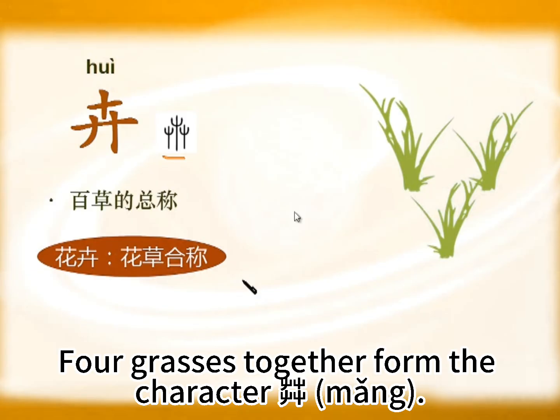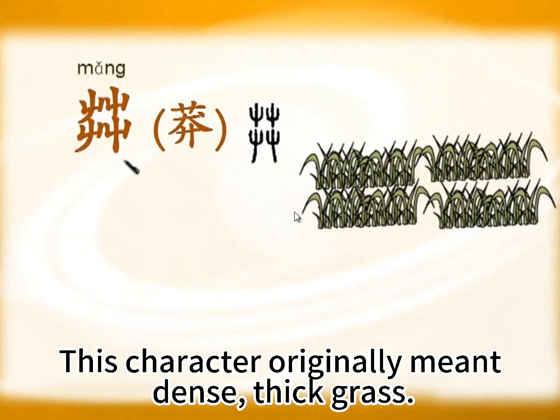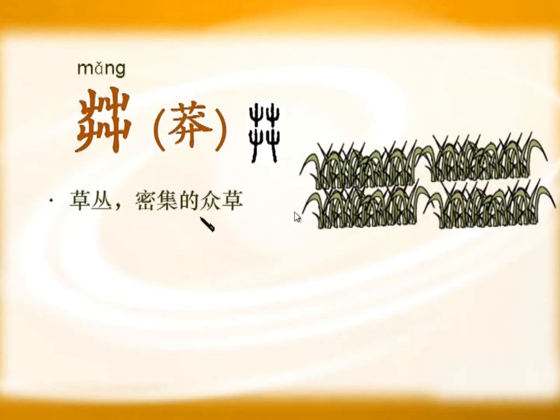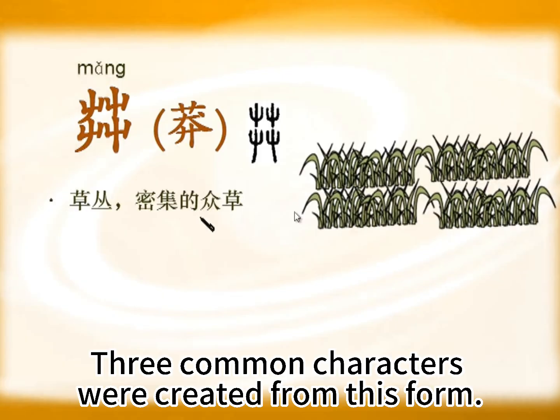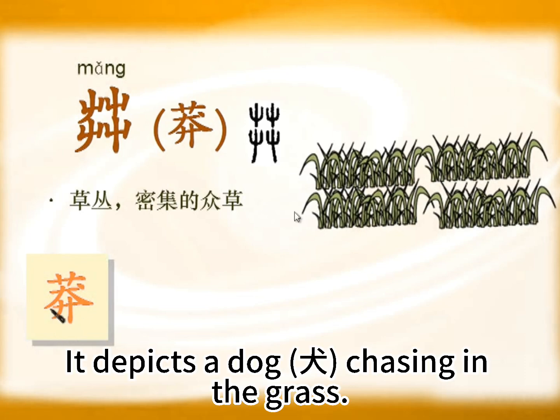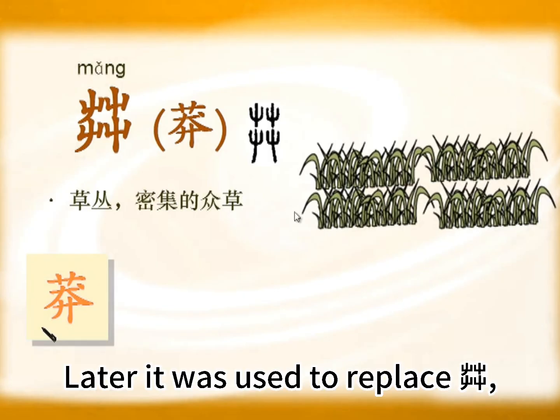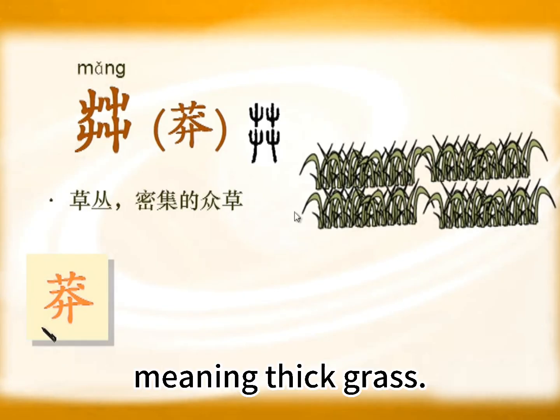Four grasses together form the character 母, 芒. This character originally meant dense, thick grass. Three common characters were created from this form. First is mǎng. It depicts a dog, 犬, chasing in the grass. Inside is 犬, meaning a dog. Later it was used to replace 母, meaning thick grass.